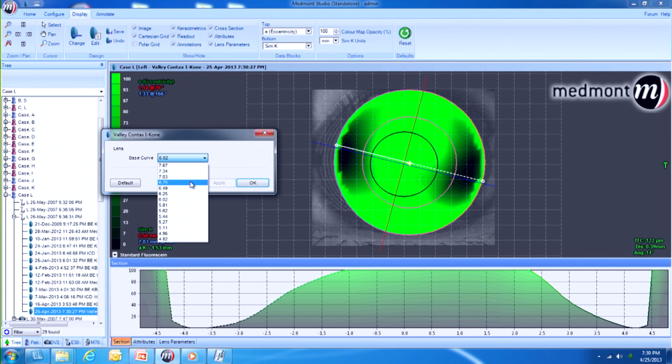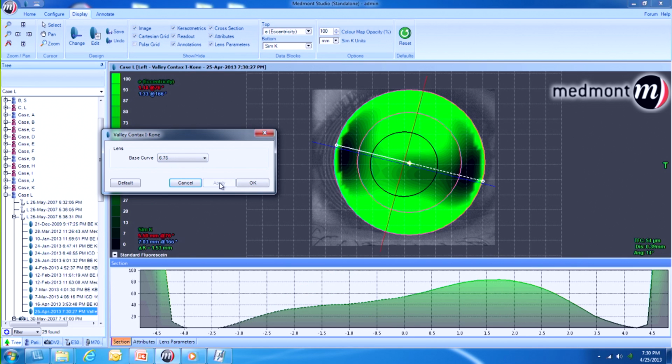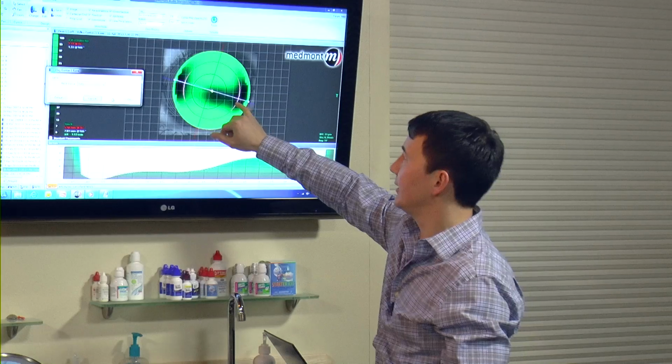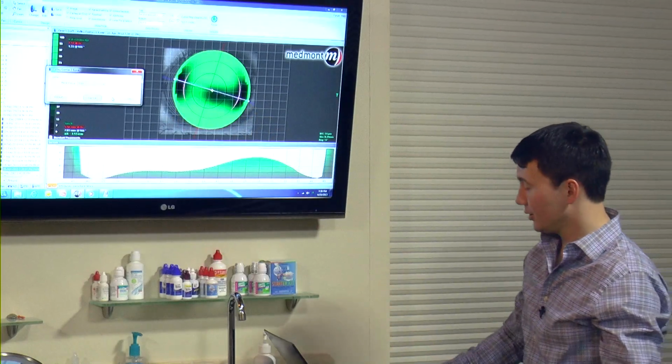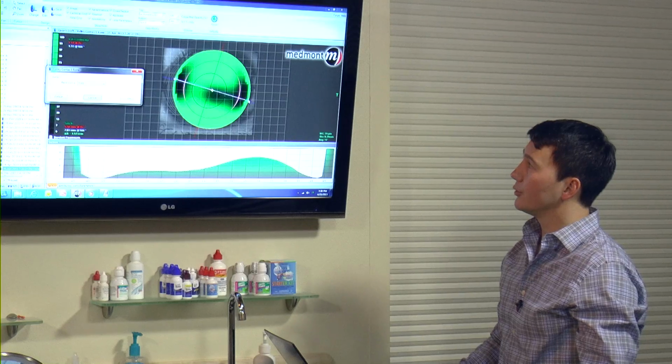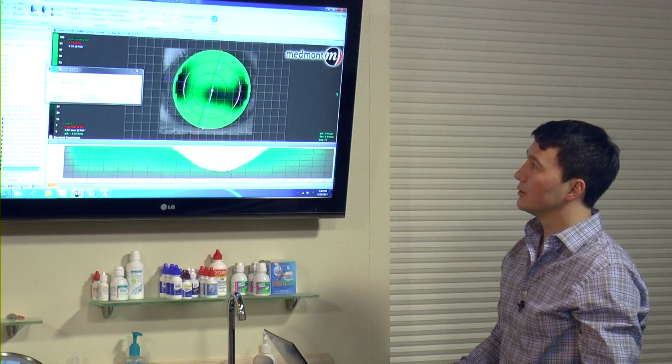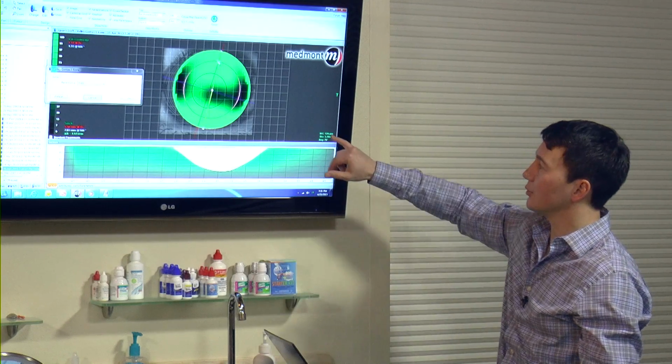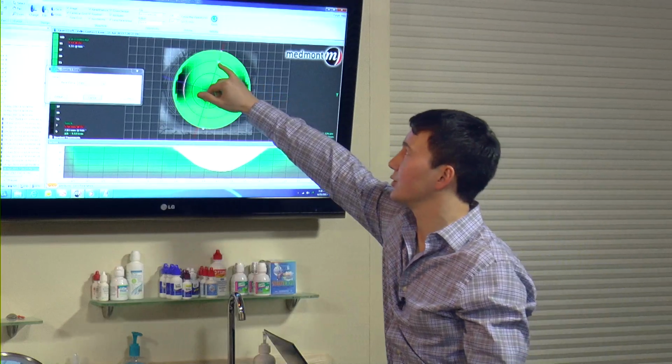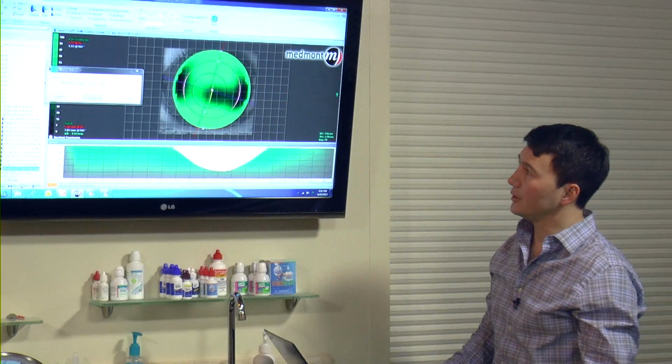So let's choose a flatter base curve to get this down to around 35 microns, or 30 to 40 microns. There's 31. So this is good. Now we've got the appropriate apical clearance, lens landing at 3 and 9 o'clock. That's good. But look at the vertical meridian here. If I click my cursor here, we're 126 microns right there. How about down here?